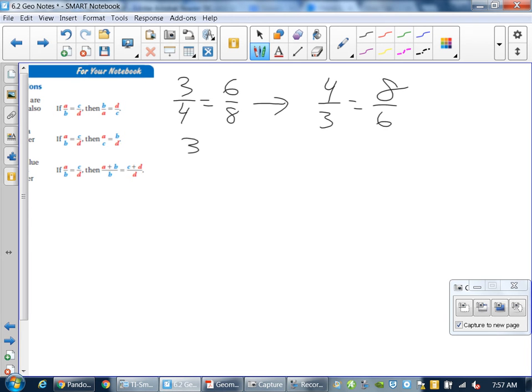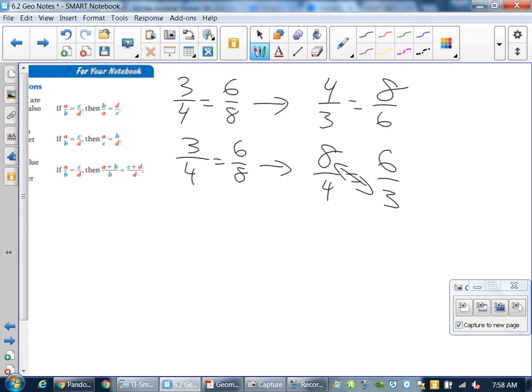You can do this. You can flip-flop the 3 and the 8. If this is true, then you can do this. See how these just got flip-flopped? What's 8/4? 2. And 6/3 is also 2. By flipping those around, you can still get the same exact result.